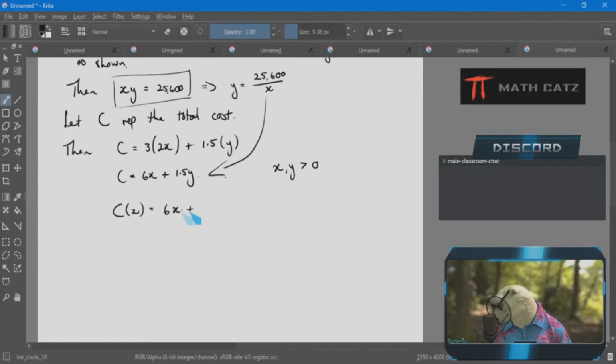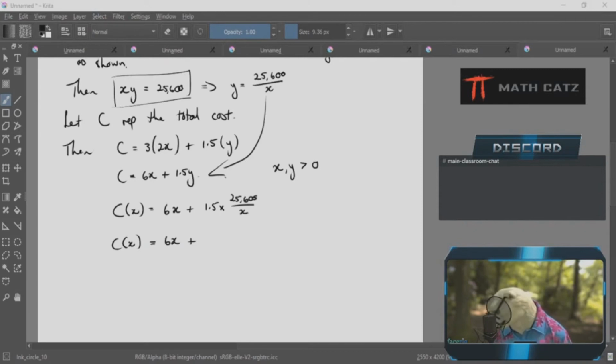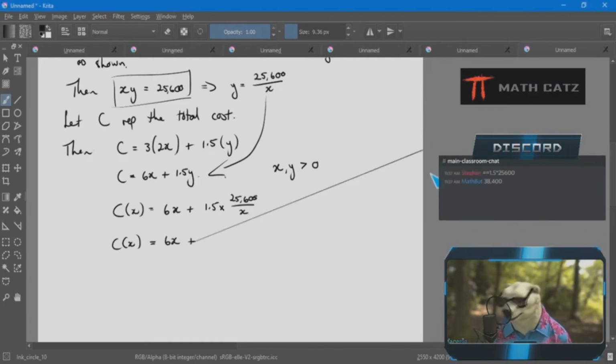6x plus 1.5 times 25,600 over x. Let's maybe clean that up a touch. Maybe just a little bit. 1.5 times that numerator. Let's see what that is. 38,400. 38,400 over x.